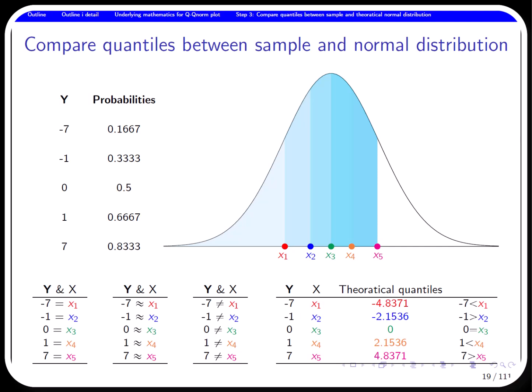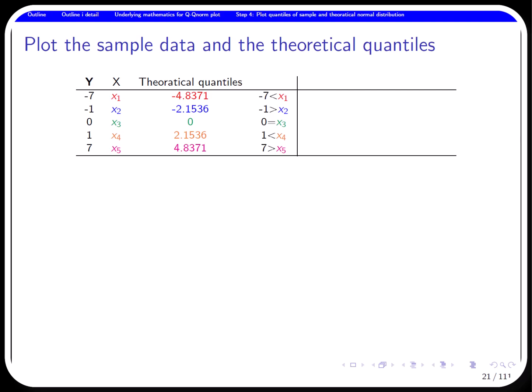If sample data has only a few observations, we may compare each observation with the corresponding theoretical quantile. With increased observations, it is not practical to compare each observation with the corresponding quantile. Instead, we plot sample quantile and theoretical quantiles. That's step 4. Plot quantiles of sample and theoretical normal distribution. The observed quantiles and theoretical quantiles form coordinates.